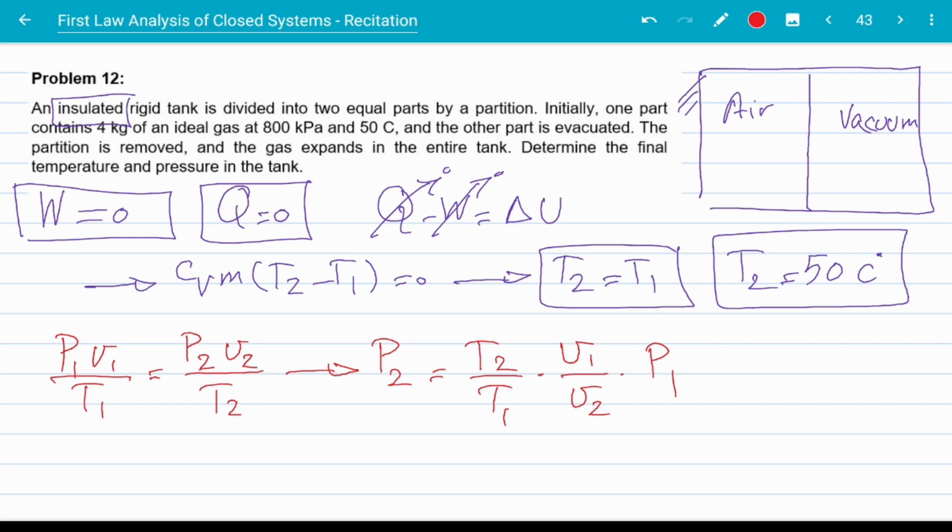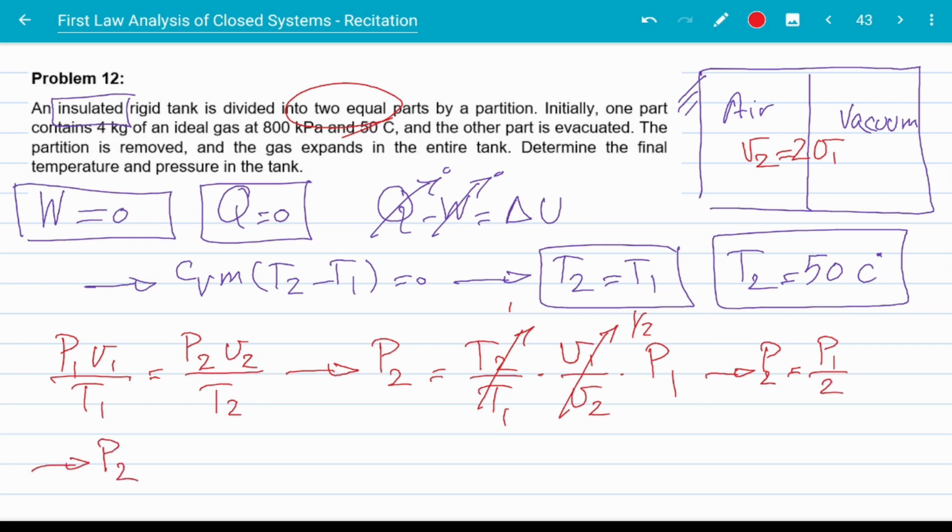Okay, now because the initial and final temperatures are the same, this goes. How about the specific volumes? The problem states that initially two sides of the tank were equal. So specific volume 2, which is the entire tank, is twice the specific volume 1, which is half the tank. This goes into 1/2. So P2 is P1 over 2. Plug in the numbers, P2 will be 400 kilopascals.